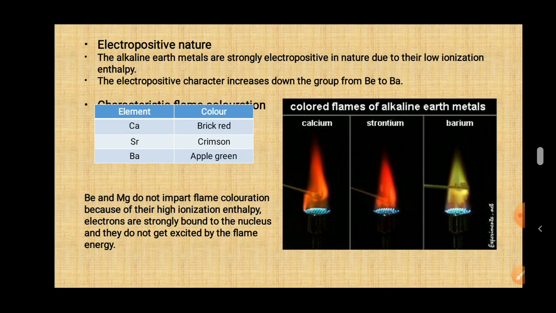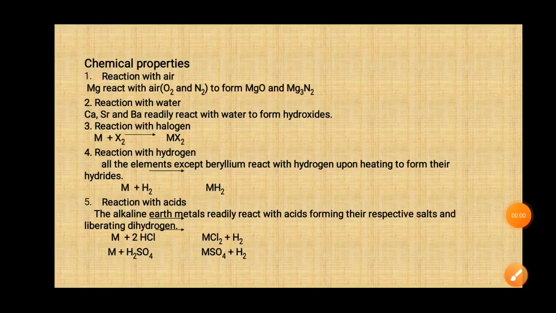Okay, so what are the colors? Calcium will give brick red, strontium crimson, barium apple green. Okay, so here you can see the color of calcium, strontium and barium. The next one is chemical properties.